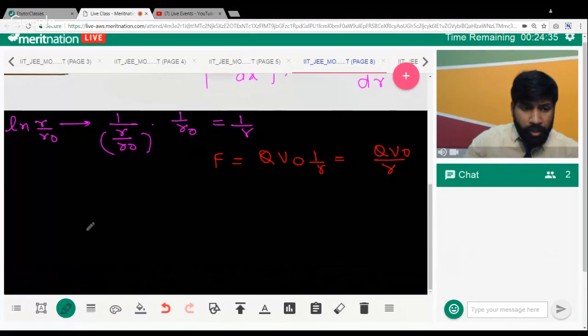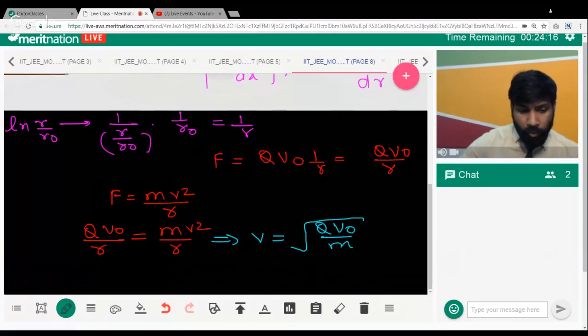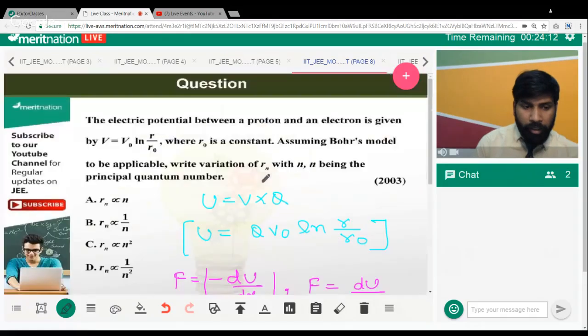F is equal to mv square by r, and this F is q v naught upon r, which is equal to mv square by r. From this relation we can get the value of v, and we get v equal to root of q v naught by m. Next, we need to think about the variation of r with n.